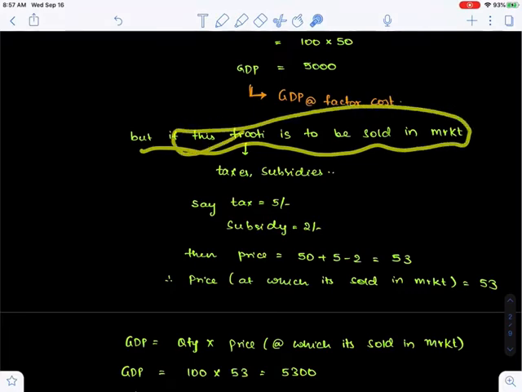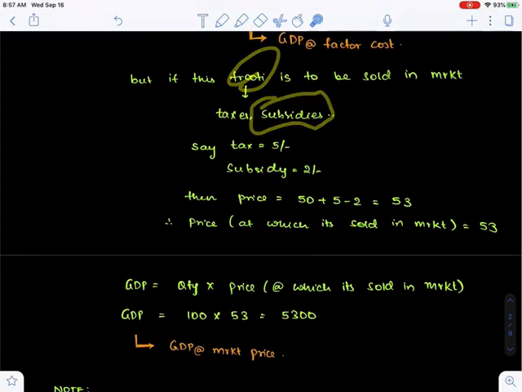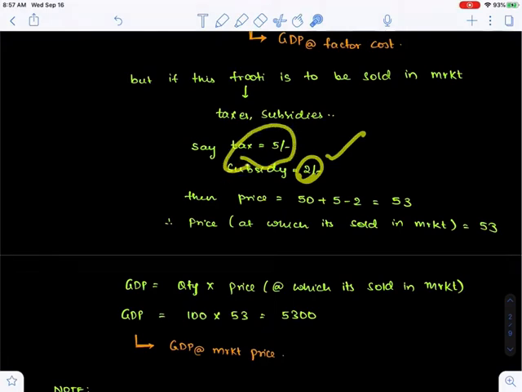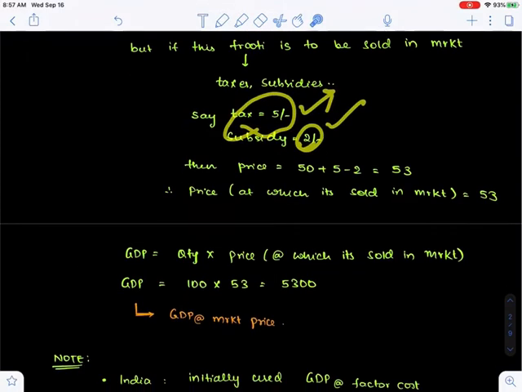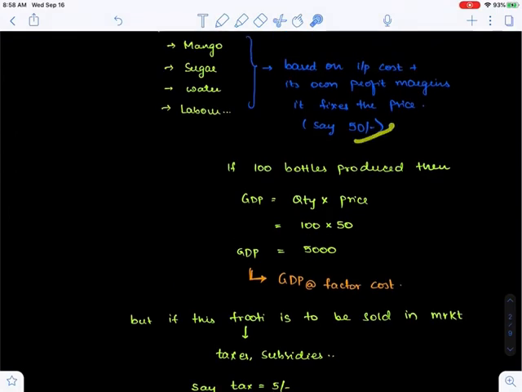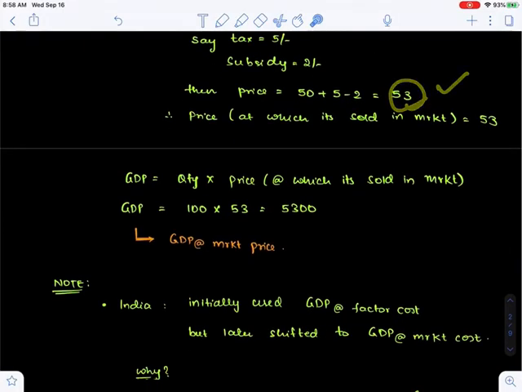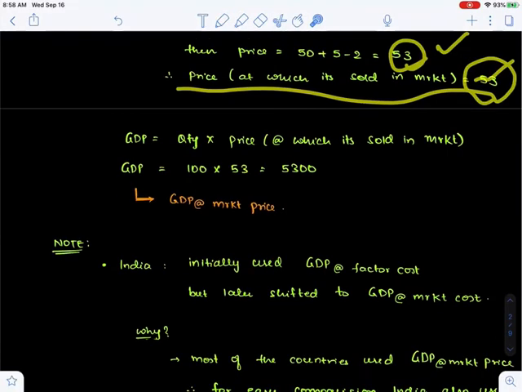But what if fruity is to be sold in the market? Fruity will be subjected to taxes, and say fruity is made up of fresh mangoes and all, which is absolutely beneficial for health, then the government may give subsidies to fruity. Say the government is giving a subsidy of 2 rupees and it's levying a tax of 5 rupees in order to be sold in the market, then the final price of fruity at which it's available in the market will be this 50, plus this tax, minus subsidy, so it's going to be 53. Now the price at which it's sold in the market is 53.